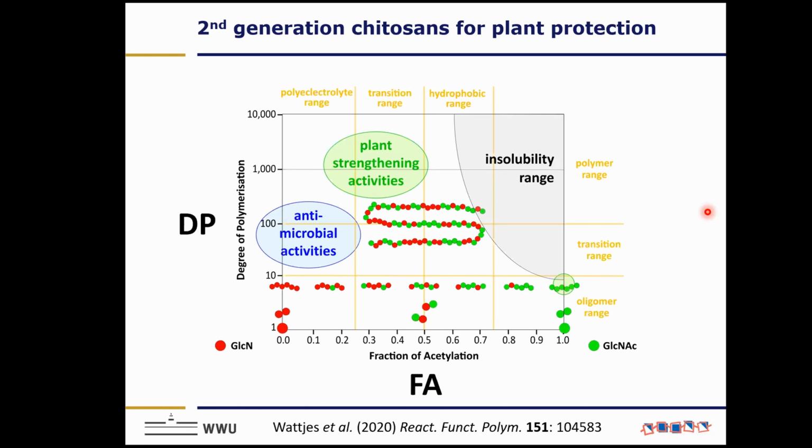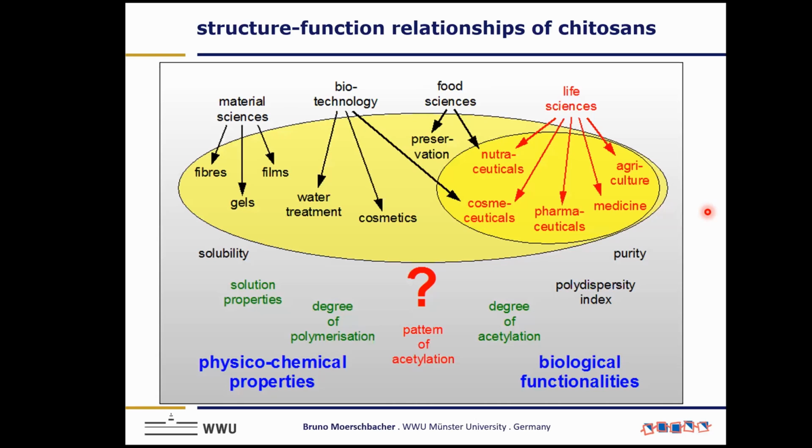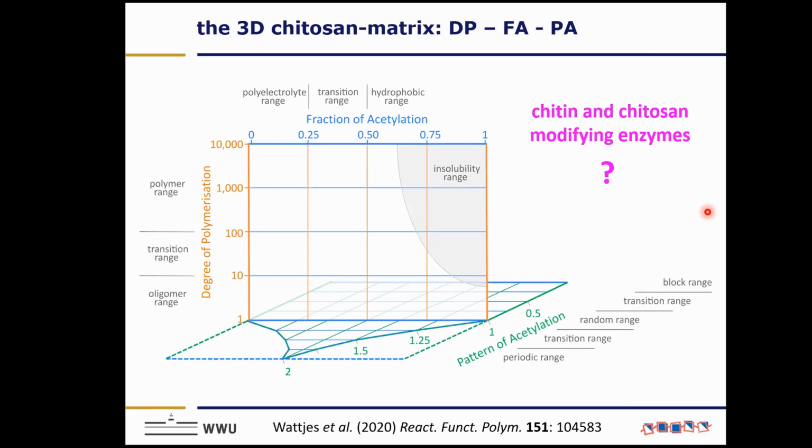But this, as Gregor already mentioned, degree of polymerization and fraction of acetylation are only two of the three main structural parameters that determine the structure of chitosan. And the third one, of course, is the pattern of acetylation. So the distribution of the acetyl groups along the polymer chain. It took us a long time to start working on the pattern of acetylation, because the chemists told us it is impossible to generate chitosans with different patterns of acetylation.